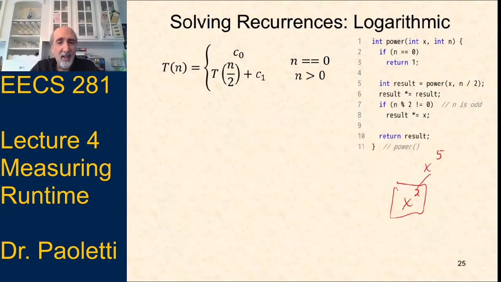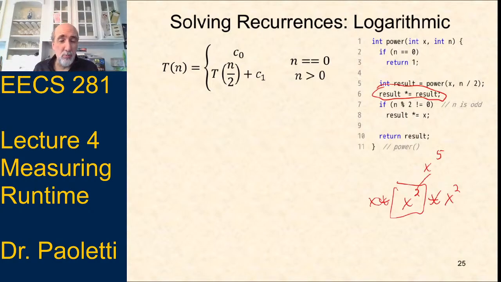When it was done, I took it and I multiplied it by itself. That gave me x to the 4th. So that was result times equals result. That was this line here, multiplying it by itself. And then I said, oh, if n was odd to begin with, I've got to multiply by one more x in there. So line 8 says multiply another x times that, and that gave me x to the 5th. So that's how this thing works.